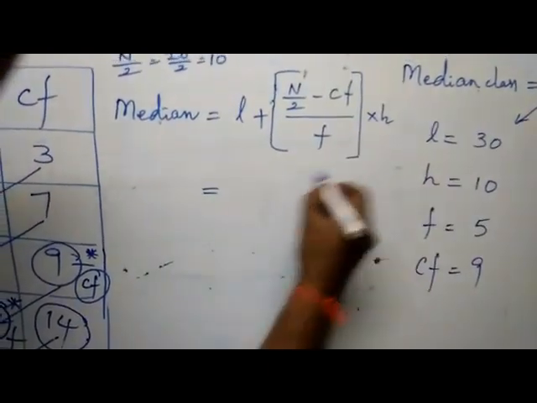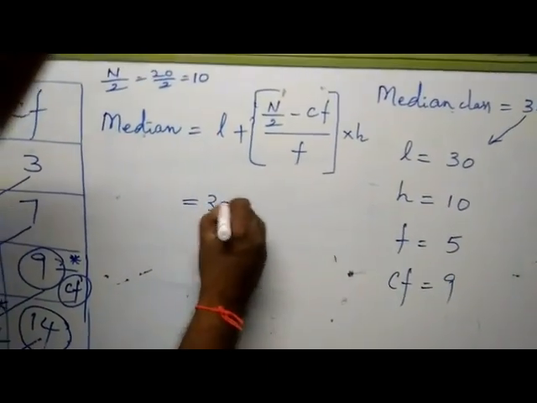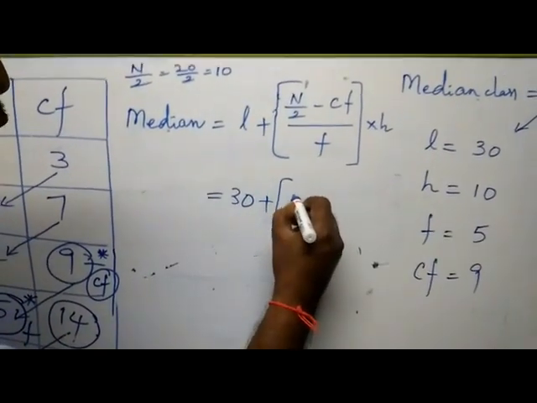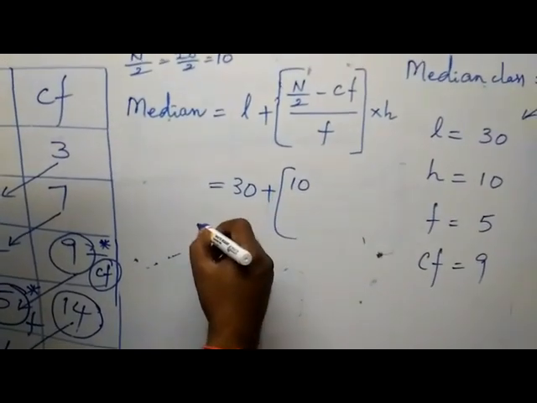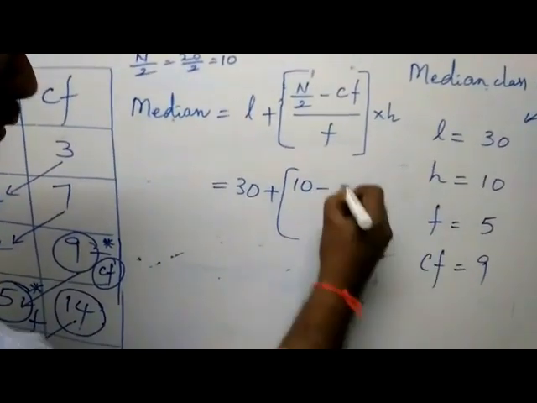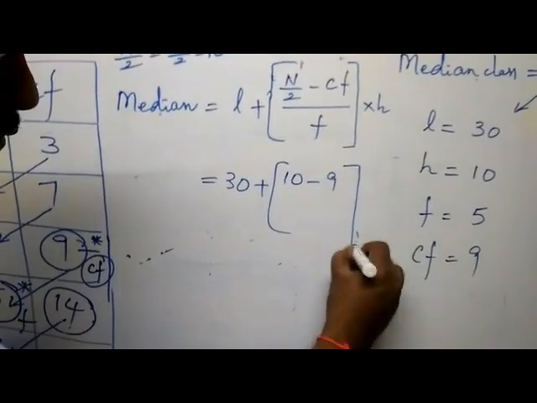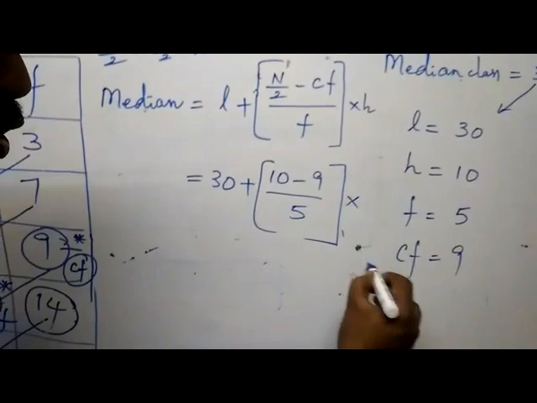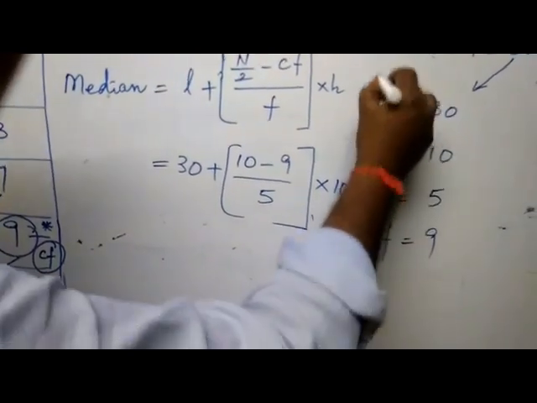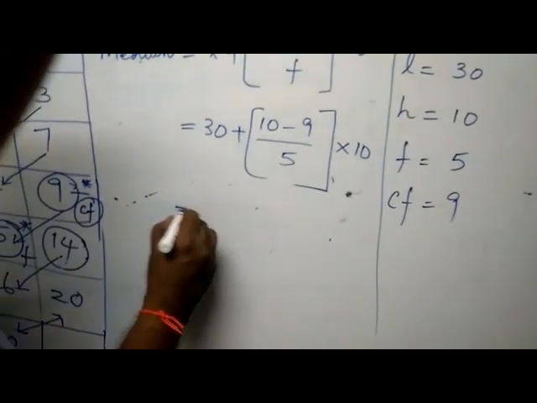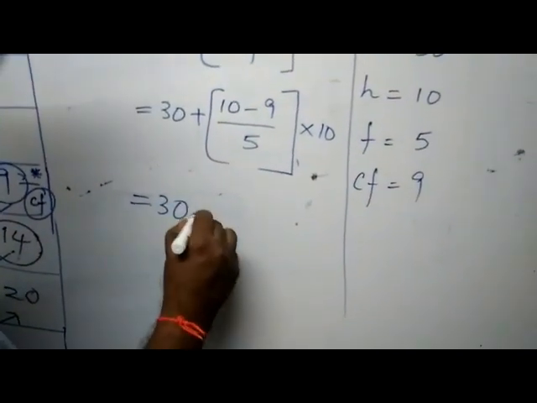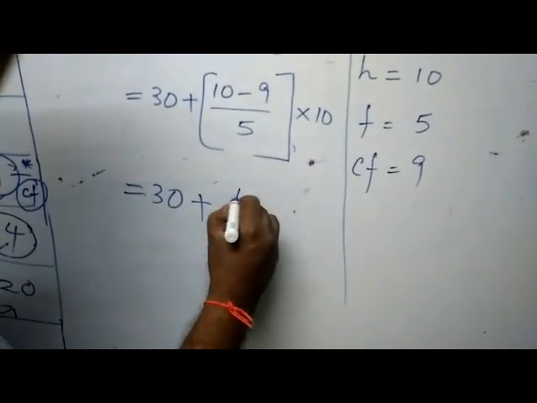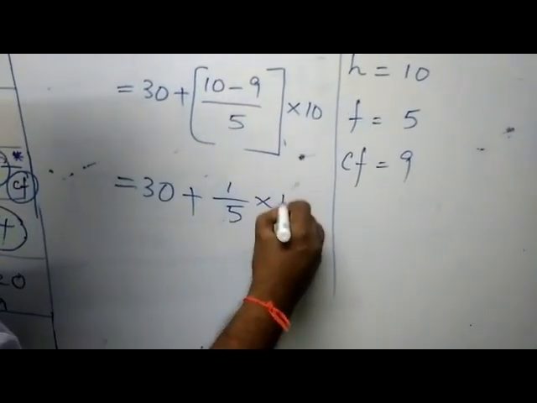Substitute. L is equal to 30 plus, N by 2 is nothing but 10, CF is equal to 9, divided by f is equal to 5, into H is equal to 10. That is 30 plus (10 minus 9) by 5 into 10, which is 30 plus 1 by 5 into 10.